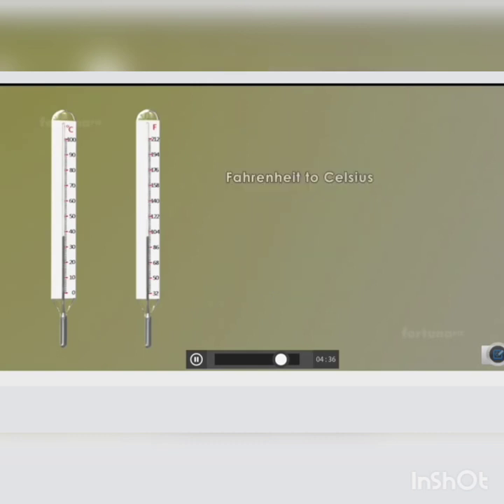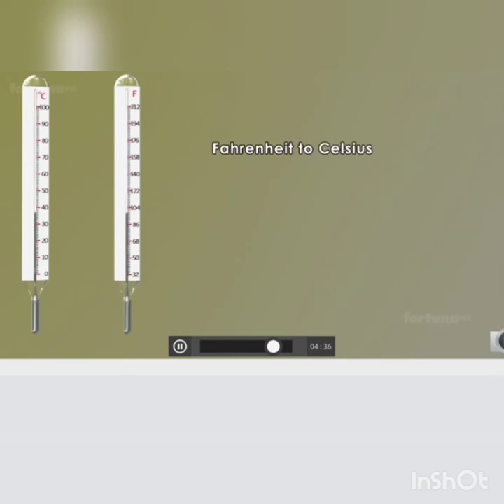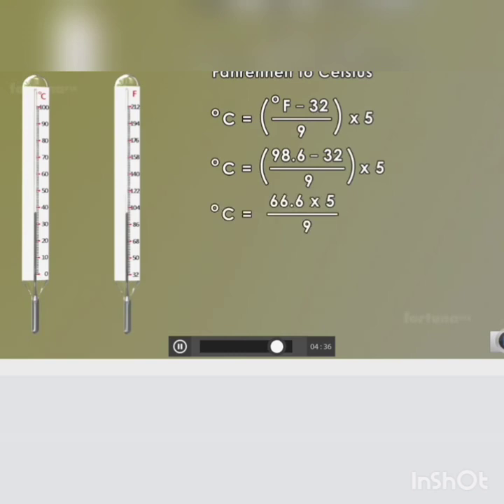We can convert the Fahrenheit scale into the Celsius scale using the equation C = (F − 32) × 5/9. We just plug 98.6 for F and solve. This will give us 37 degrees Celsius.